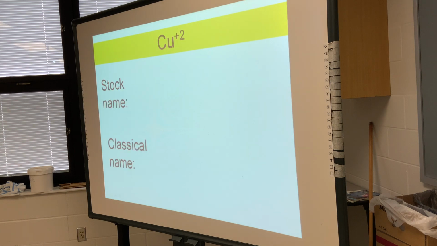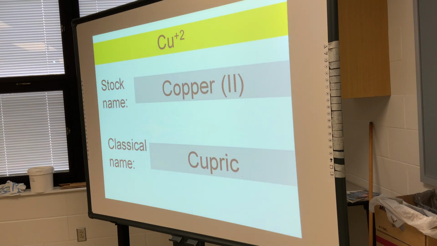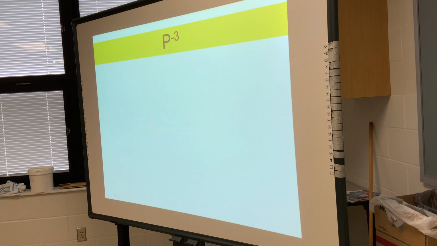Two charges for copper, 1 and 2. Cupric is the higher of the two charges, so this is cupric, Cu positive 2. What's P negative 3? Phosphide.